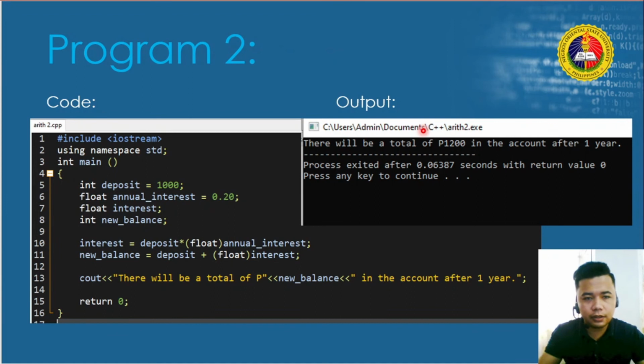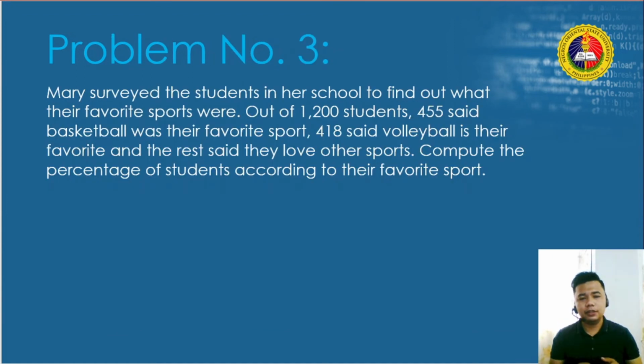Let's have a look at another problem here. Okay, let's have a look at our problem number 3. Mary surveyed the students in her school to find out what their favorite sports were. Out of 1,200 students, 455 said basketball was their favorite sport. 418 said volleyball is their favorite, and the rest said that they love other sports. Compute the percentage of students according to their favorite sport.